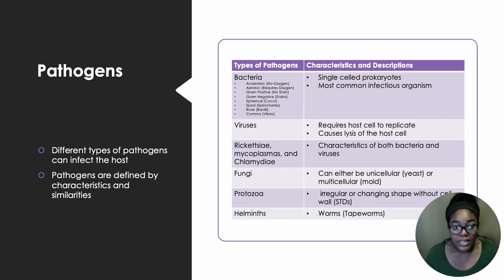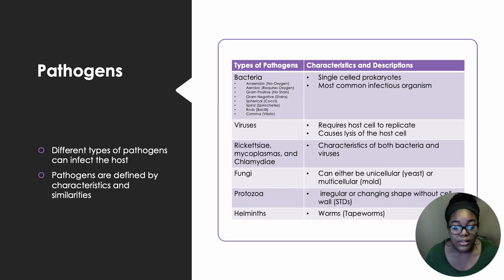Prokaryotes are single-celled microorganisms, particularly bacteria. Protozoa don't have cell walls, and they are irregular and change shape, whereas bacteria do have cell walls and don't change shape.